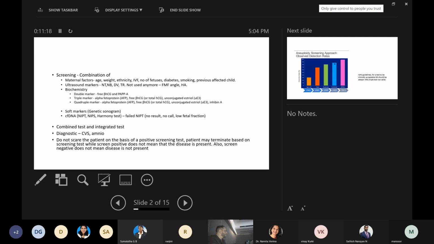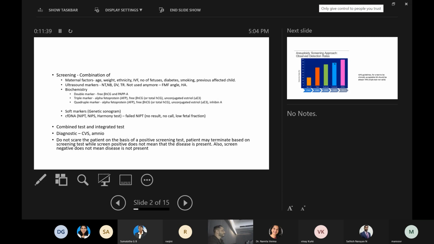So we have to follow the percentiles, and nowadays calculators are easily available online. Just put in your CRL and NT, and it will show which percentile the NT is coming in. If it is coming very high, you can always repeat and confirm first that your technique is proper, the NT is proper. Otherwise, complications like this will happen.